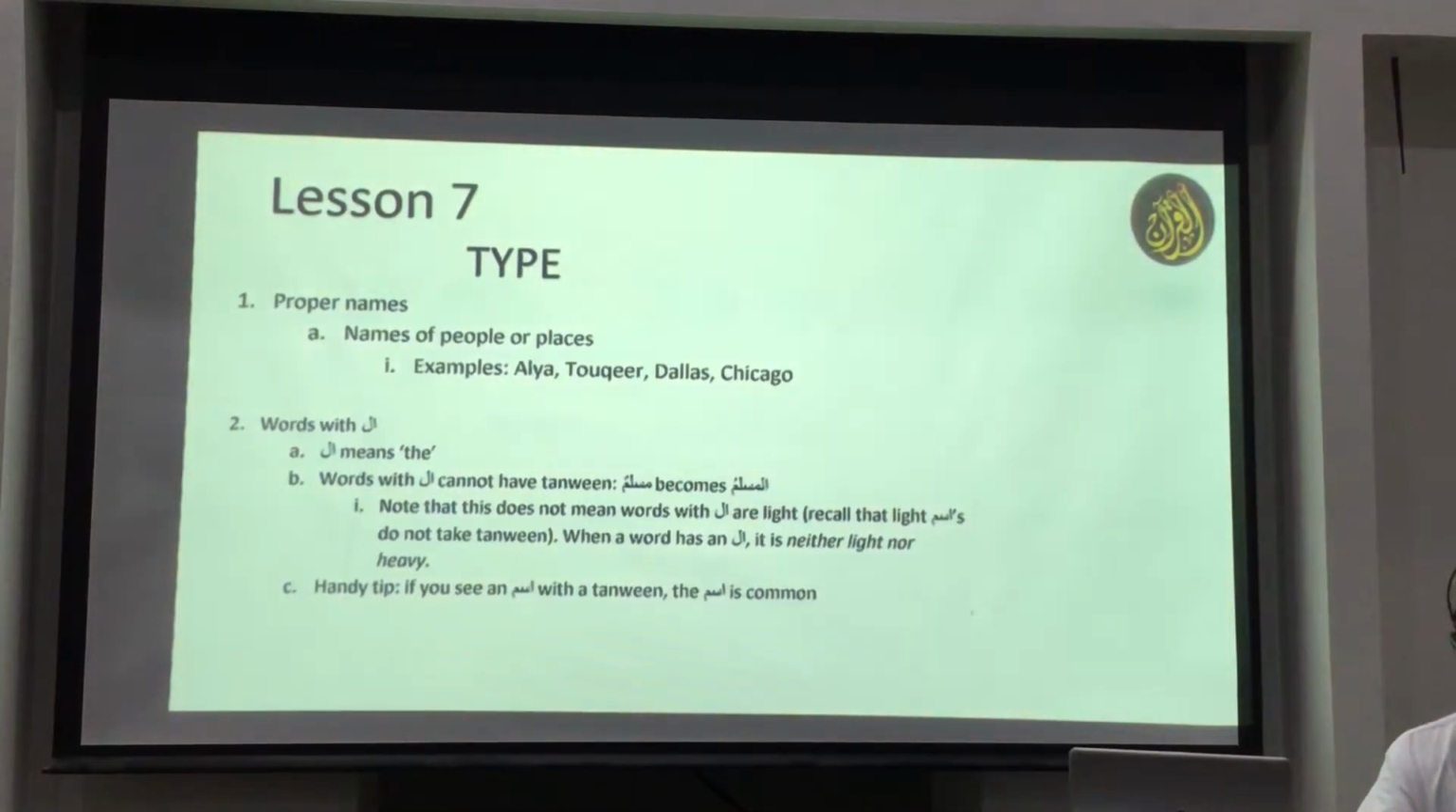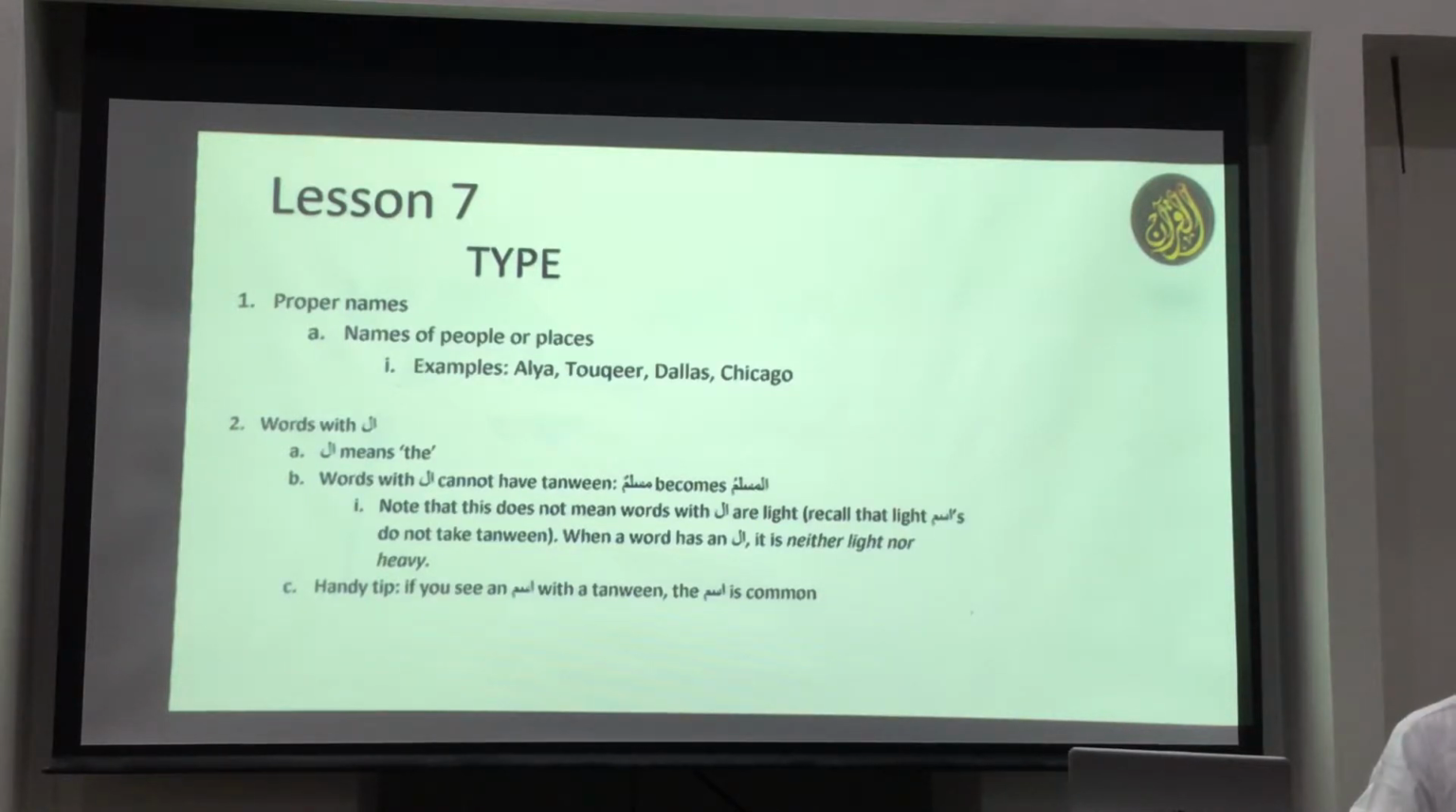So that also means that if al is not there, if there is a tanween on a word, basically most of the time it's a general word. So if I say kitabun, it means a book. In the Arabic language there is no word for a or an. Like in English we say a pen, a ball, a man, a Muslim, an umbrella. In Arabic there is no a or an. It is indicated by the tanween.